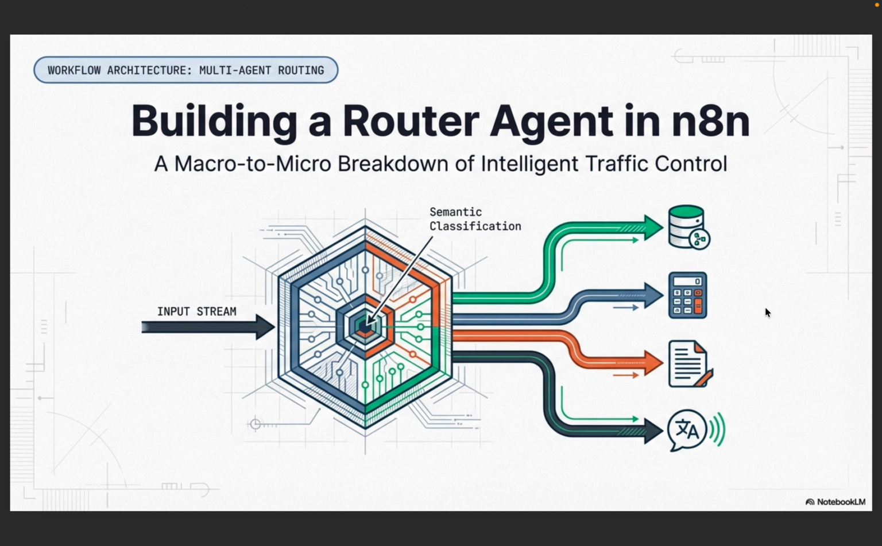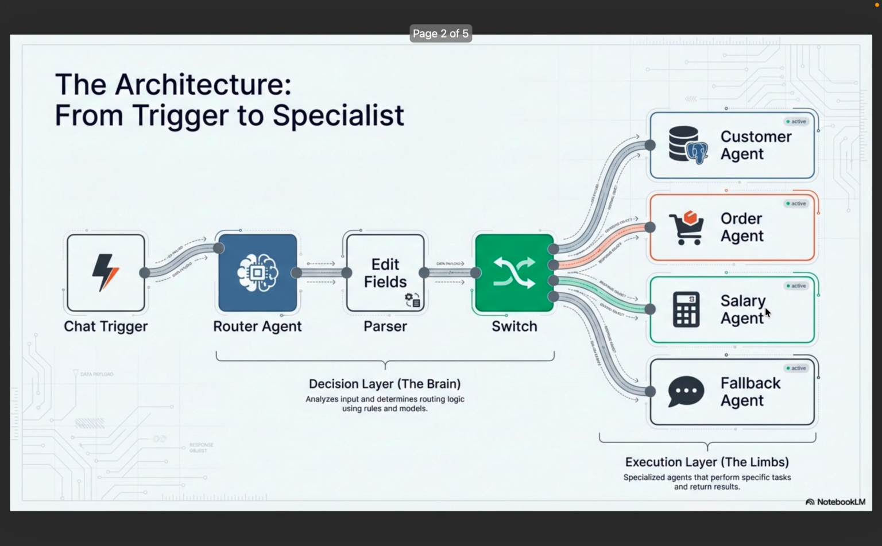We are continuing the discussion on n8n, and in this video we will be building a router agent in n8n. First let's understand the use case that we are going to implement. Here we will have a chat trigger, and based on the request from the user we will have a router agent.